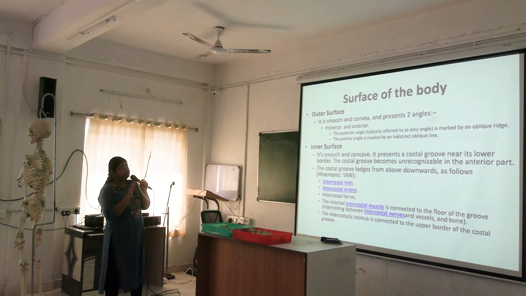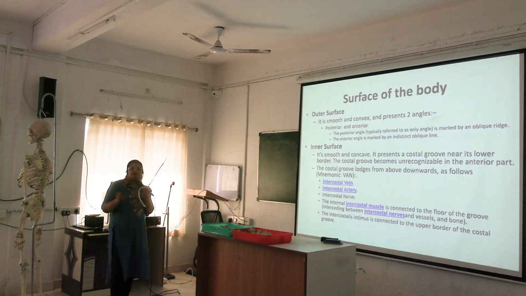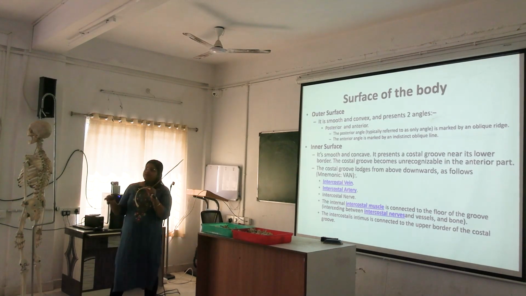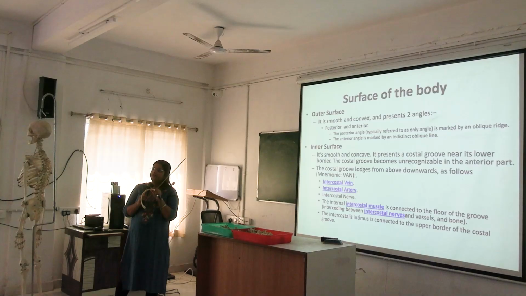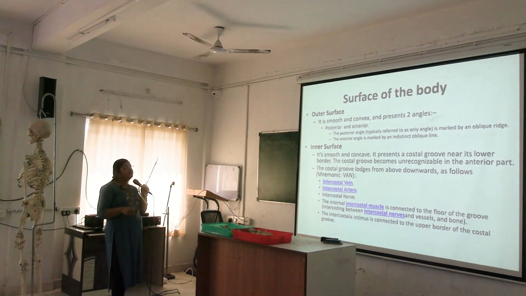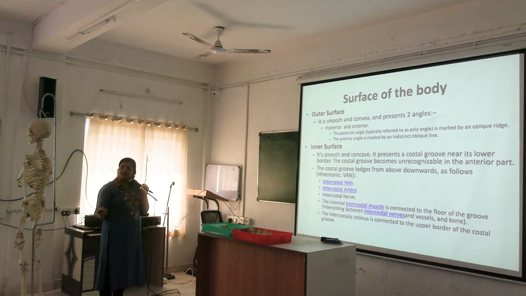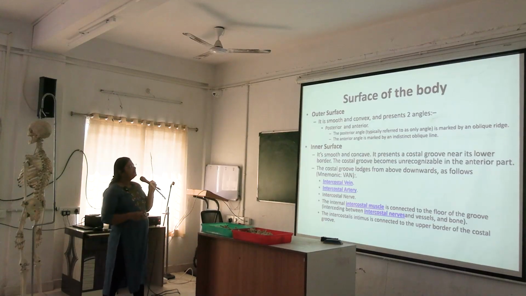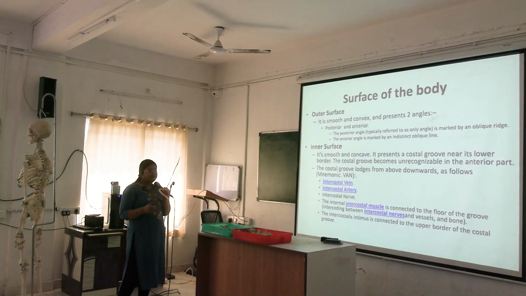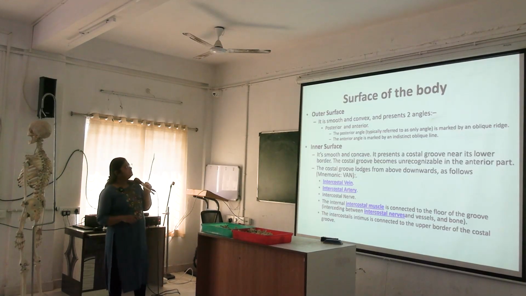So this is the outer surface. It is smooth and convex and presents two angles, posterior angle and anterior angle. If you are asked where is the angle of the rib, you have to say the posterior angle. The posterior angle is typically referred to as the angle and it is marked by an oblique ridge. Here is one oblique ridge near the posterior angle, and the anterior angle is marked by an indistinct oblique ridge line here. Next we are going to the inner surface.